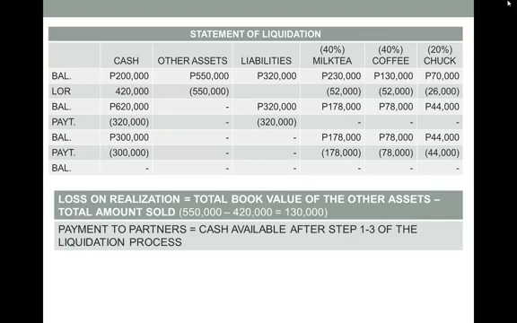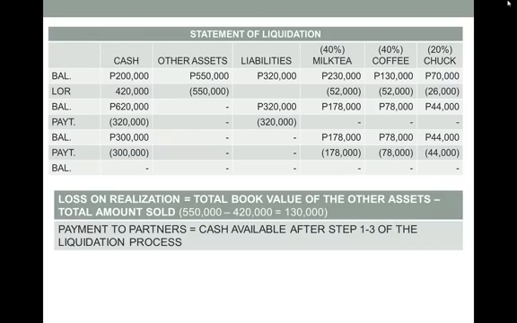Again, to get the loss on realization, total book value of the other asset or non-cash asset minus total amount sold or total proceeds from the sale of non-cash assets. So after you get the loss on realization, allocate the loss to partners.